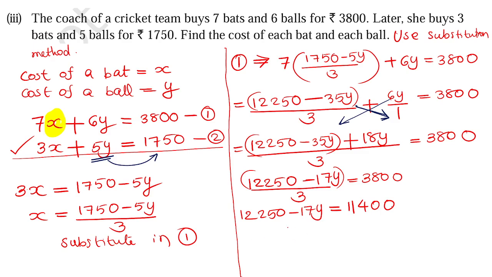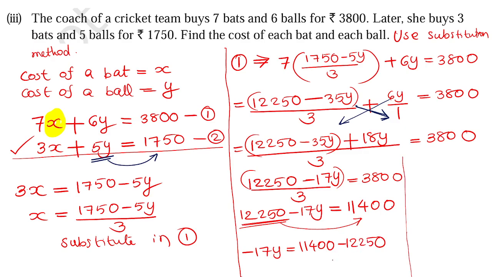Okay. Then let me do the rearrangement. This 12250, let me send to the other term, I mean towards right. Minus 17y is equal to 11400 minus 12250. I don't want to discuss the subtraction and multiplication. You can try it. Minus 17y equal to 11400 minus 12250. You will get a negative number, no doubt. Smaller minus larger, definitely negative number.